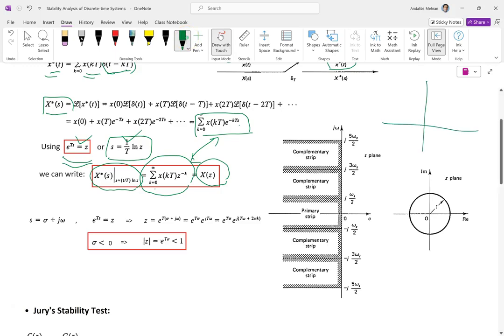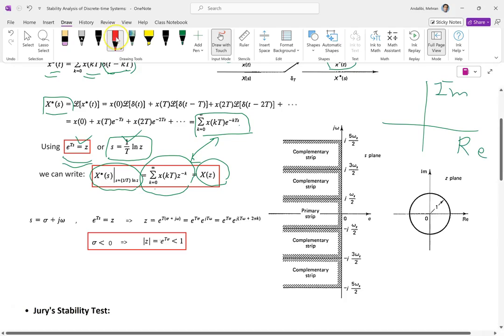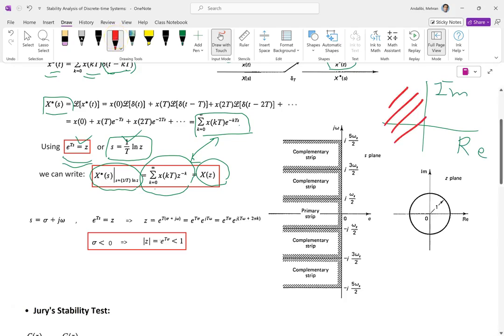If this is the imaginary plane, or the complex plane, and this is the imaginary axis and this is the real axis, we said that all of the poles should be on the left-hand side of the imaginary axis. Then the system is stable. So now we want to know, as we go from this S-plane to this Z-plane, their transformation, as you just saw, is Z equals e to the TS. What is going to happen here?